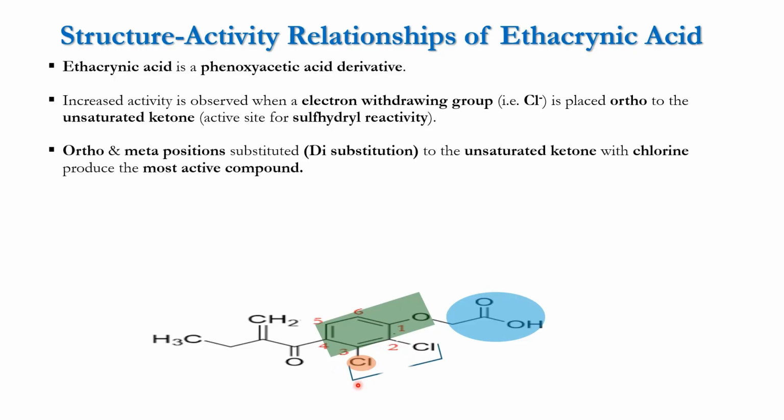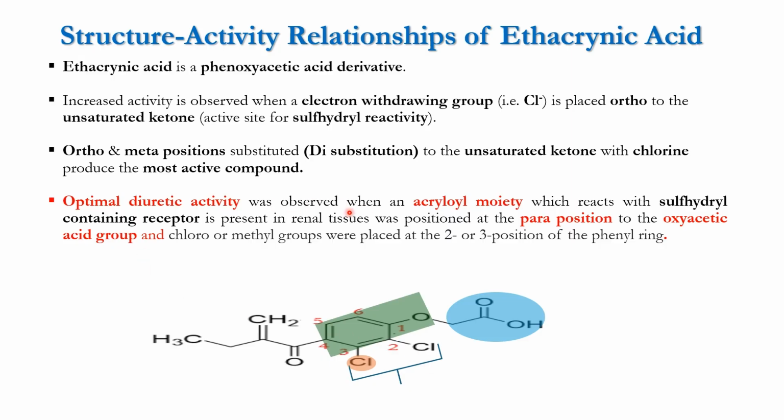Another thing is the ortho and meta substitutions relative to the unsaturated keto moiety. This is ortho and this is meta. Di-substitution with chlorine also produces the most active compounds, as we have seen in ethacrynic acid. So it contains ortho and meta di-substitution of chloride, and this produces the most active compounds.